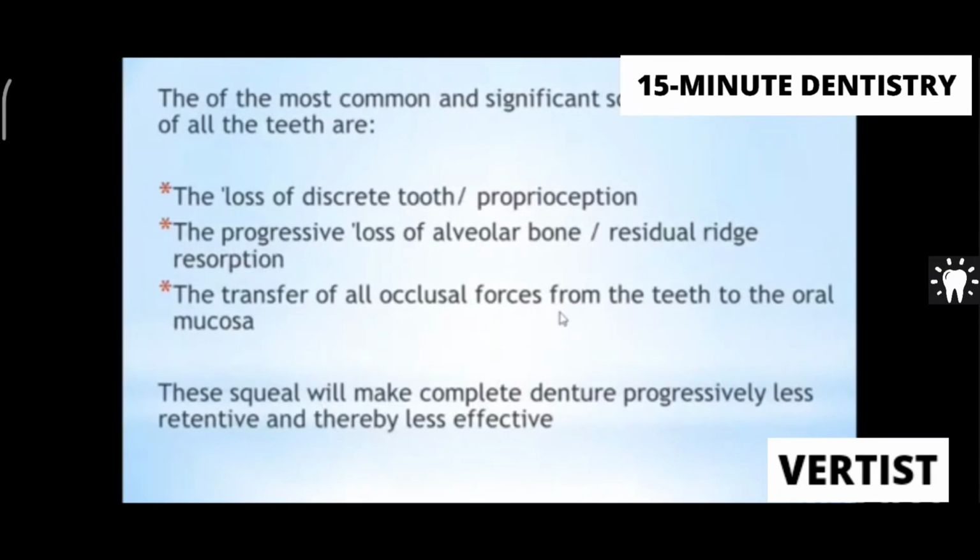When we call it complete extraction or total extraction, what happens is we are losing the discrete teeth, and that's why we lose the proprioception, the nerve sensation. Right. We'll go ahead in detail of proprioception later on. Then there will be a progressive loss of alveolar bone, what we usually call residual ridge resorption, which you are also aware of. And then we transfer all the occlusal forces from the teeth to the oral mucosa. So this sequelae will make the complete denture progressively less retentive and thereby less effective.